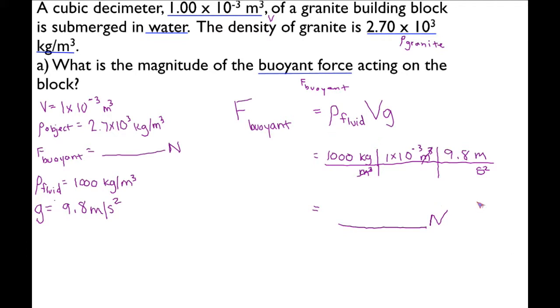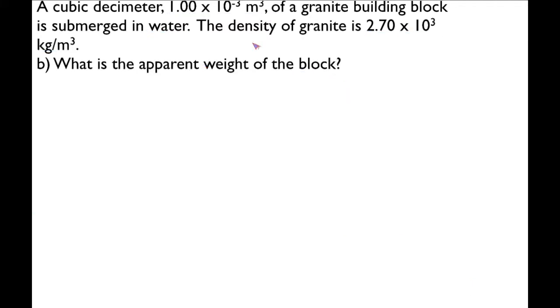And so then we have 1,000 times 1 times 10 to the negative 3 times 9.8. And if you put that in your calculator, you're just going to get 9.8. So your buoyant force is going to be 9.8 newtons. The next thing they ask you, they have the exact same thing, but then they ask you the apparent weight of the object. And so your apparent weight is just going to be your normal weight minus your buoyant force, and that's going to give you your F apparent.